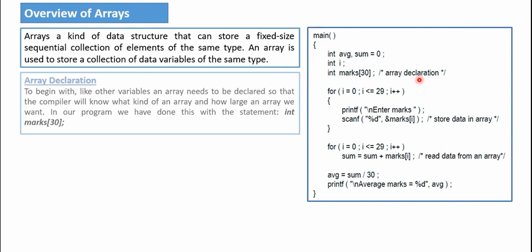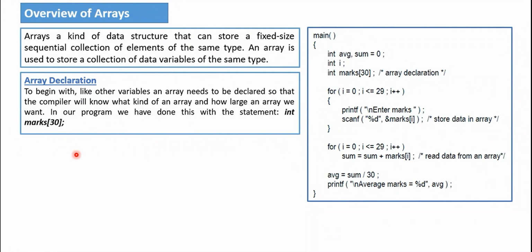Now let's talk about array declaration. To begin with, like other variables, an array needs to be declared so that the compiler will know what kind of array and how large an array we want. So in our program, we have done this with the statement int marks[30]. Now this 30 is the size. That means it is going to store 30 values of marks.